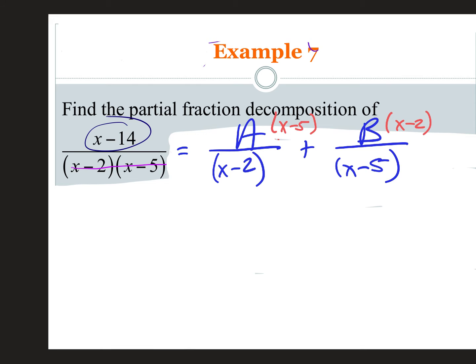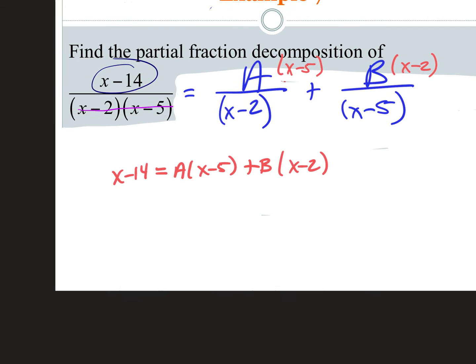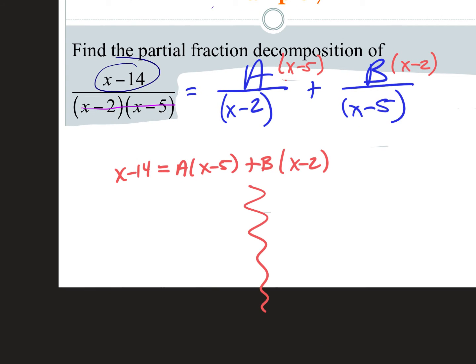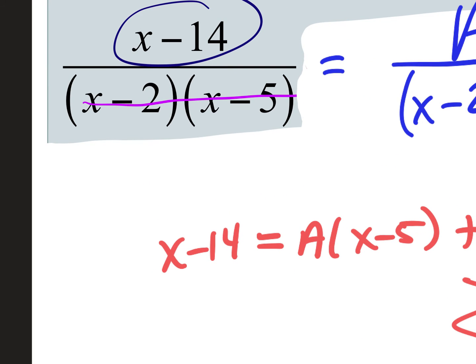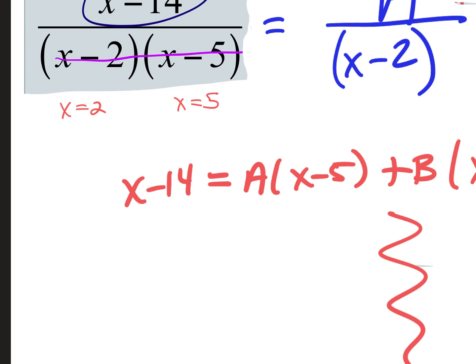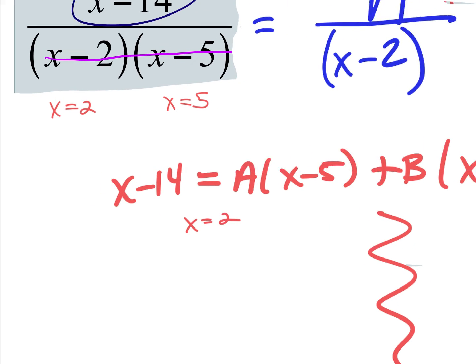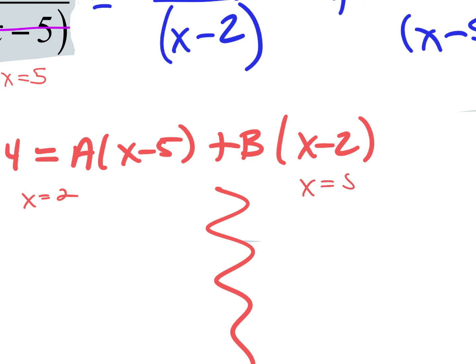Okay, so I'm just going to rewrite my top statement. x minus 14 equals A times x minus 5 plus B times x minus 2. Now, where do I get my x values that I'm going to use to plug in? From your denominator. What are my 2 x values I'm going to use? 2 and 5. x equals 2 and x equals 5. You set the denominators equal to 0. So here I'm going to use 2. Here I'm going to use 5.